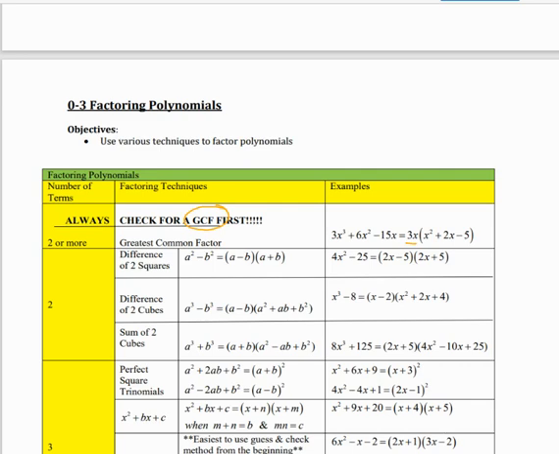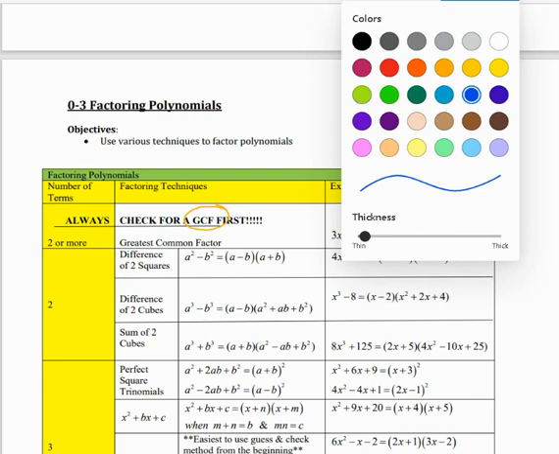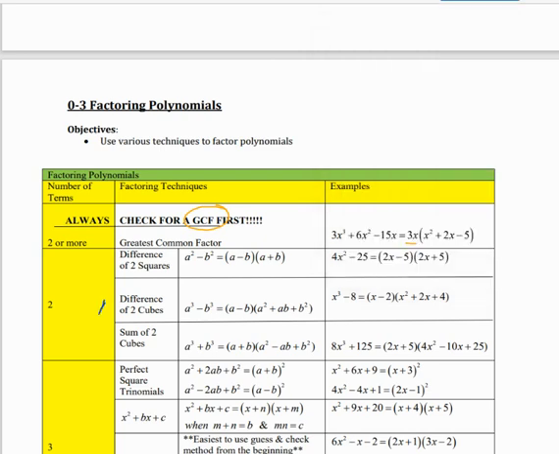However, what I want to focus on real quick is the new ones. And I'm going to put a little star next to them. The difference of two cubes and a sum of two cubes. So this one is relatively the same. It's just the signs are different.